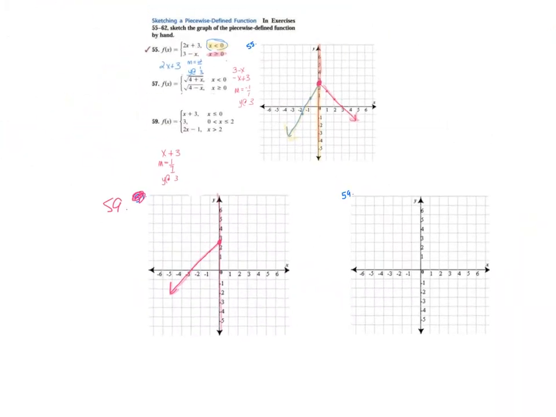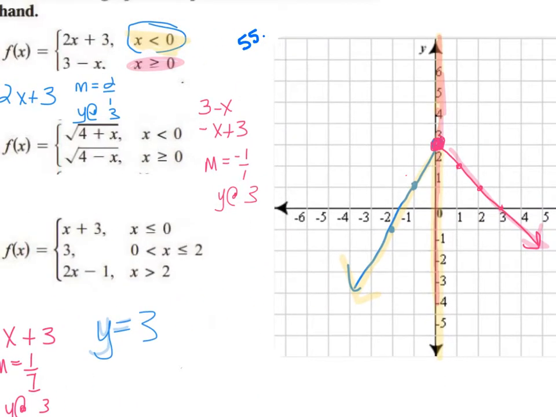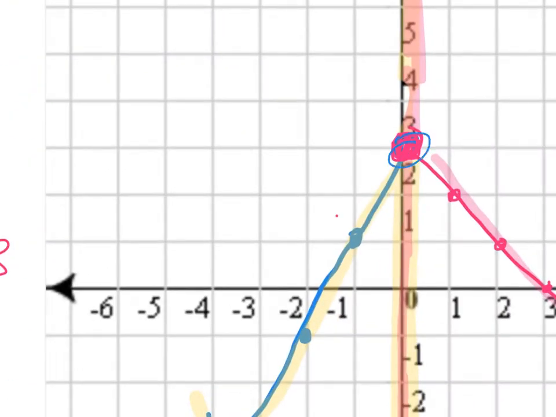All right, my second line. Guys, f of x is a fancy way of saying what? Y. So this really says y equals 3. Remind me again what y equals 3 looks like. Y equals 3. So I'm going to go to 3, and it's a horizontal line.